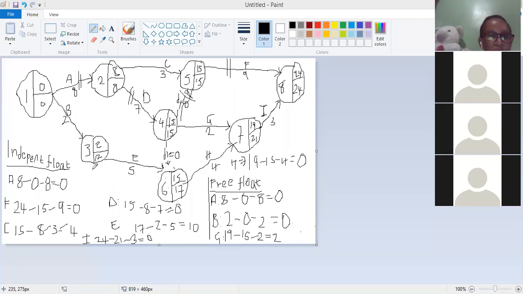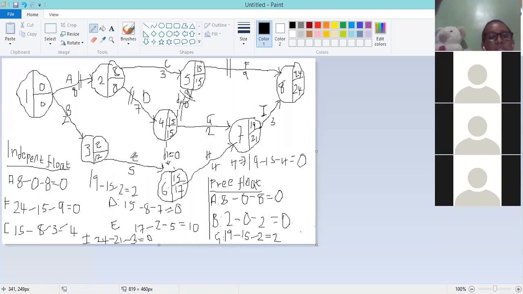19 minus 19, 15 minus 15, minus 2. Which 15 have you picked? Is it the upper 15 or the lower 15? The lower 15. So this gives us a value of 2, which is 19 minus 17.